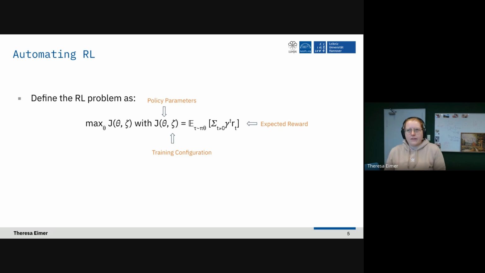The training configuration in this case is comprised of all the things I just talked about on the last slide. Things like the algorithm. How do we actually get our data? How do we optimize a policy?